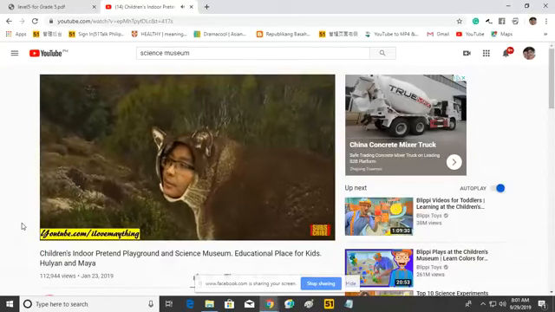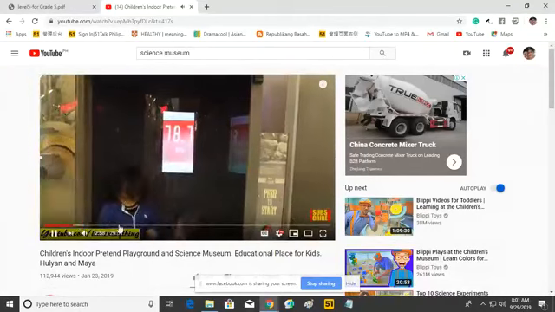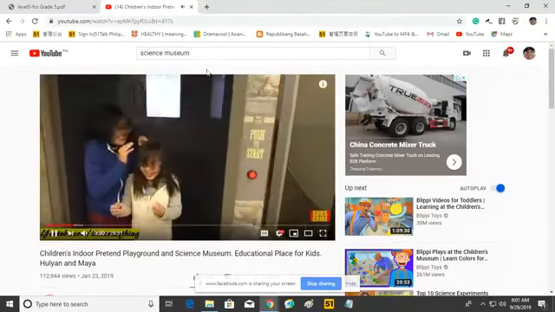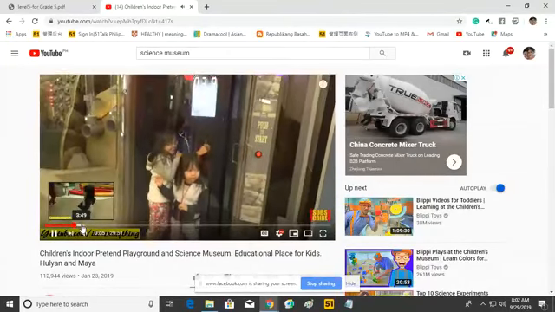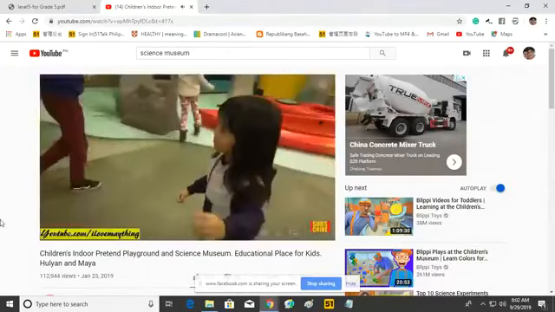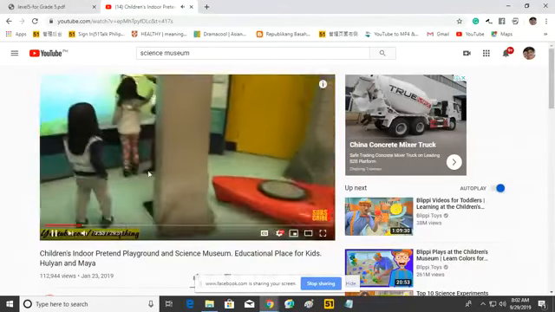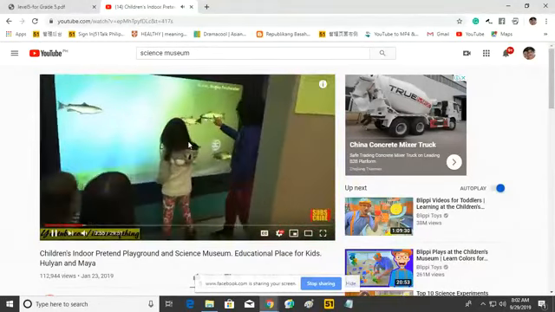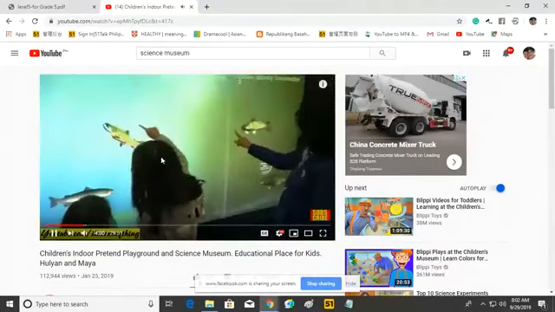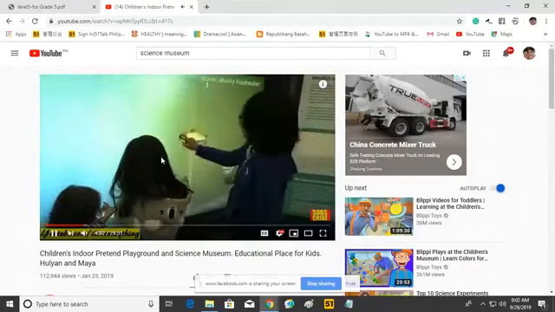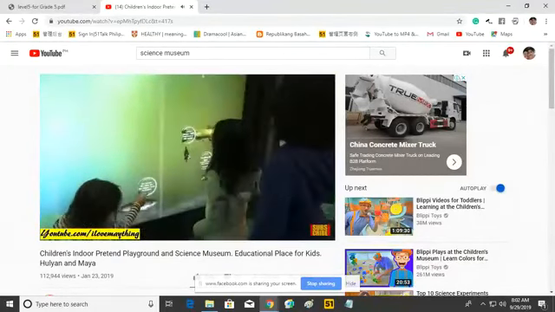Yeah, so this is an example of a science museum. We have very strong winds. Oh, we also have kayaks and a very nice big tablet where you can control the fish.